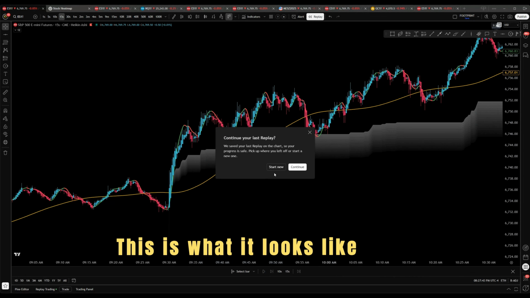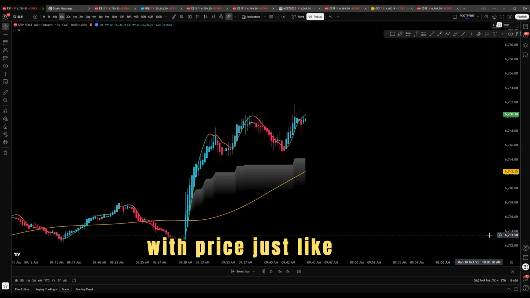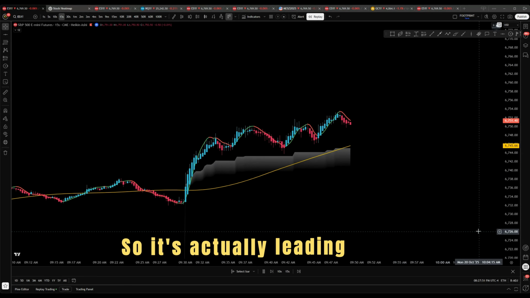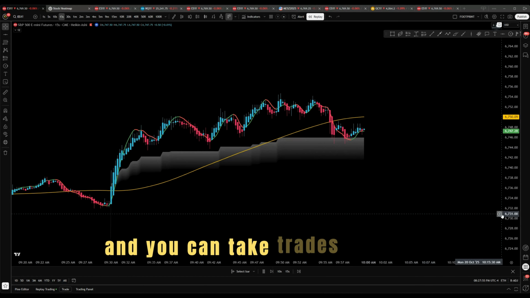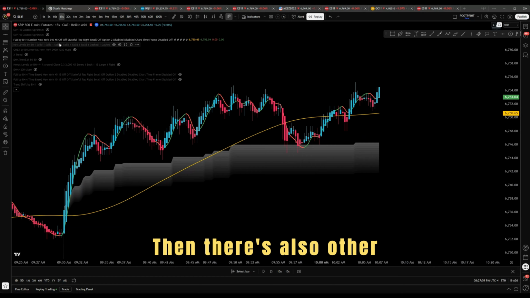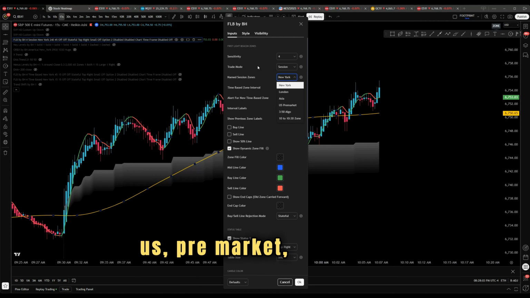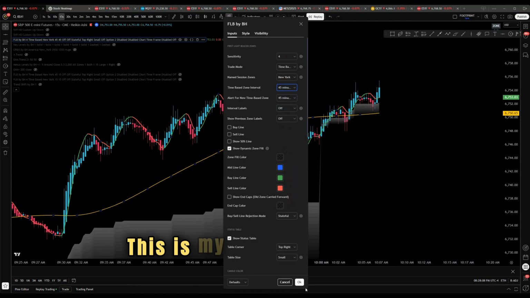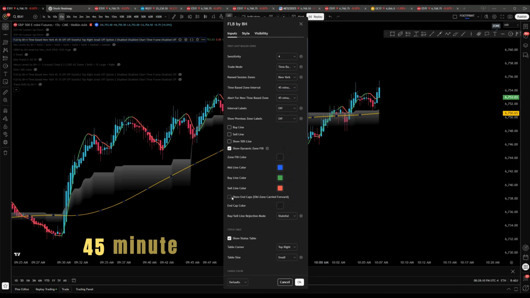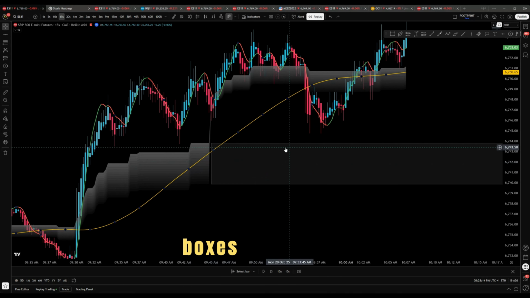This is what it looks like when it is playing or moving along with price, just like this. So it's actually leading price. Then you know what's going on, and you can take trades off of it. And then there's also other options that you can do. You can go in here and you can change it to Asia, London, US pre-market, whatever. Or you can go to time-based and you can use candles. This is what I do. This is my favorite, and I use 45-minute candles with the end caps. That's with these little boxes right here.